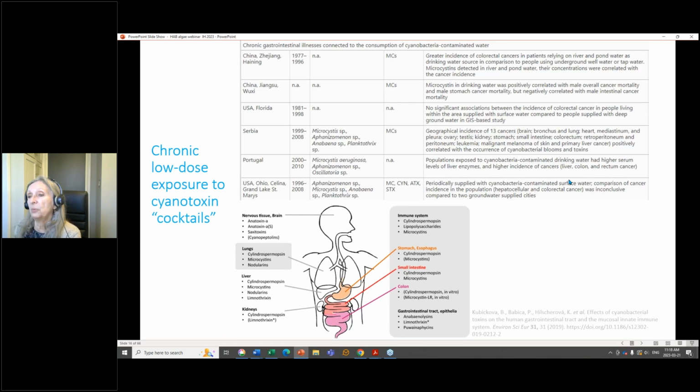So what are the risks to humans from these exposures to cyanotoxin cocktails? And this diagram on the bottom gives you some idea of the many basic types of cyanotoxins and the organs that they attack or can impact. And interestingly enough, this diagram doesn't mention the skin and the cyanotoxins that can cause skin rashes.